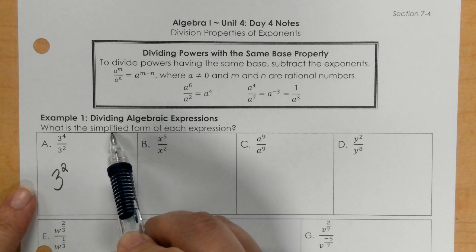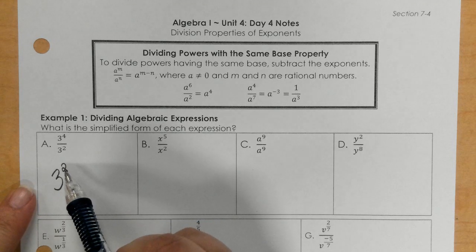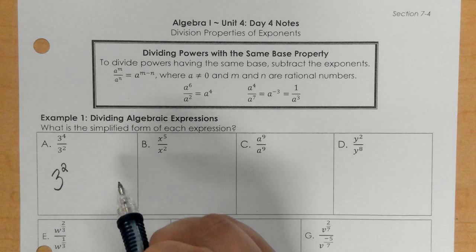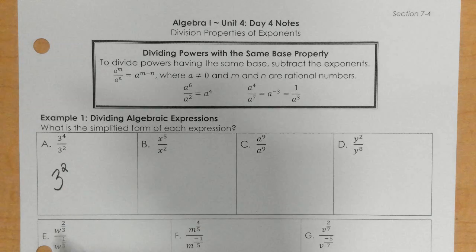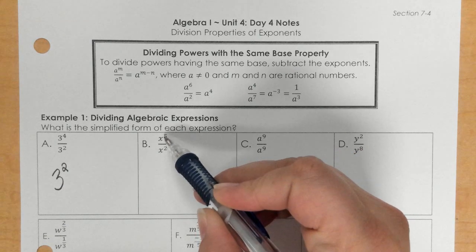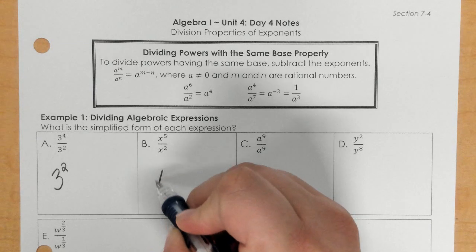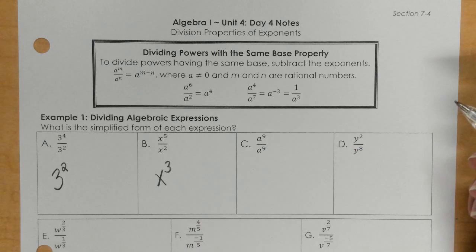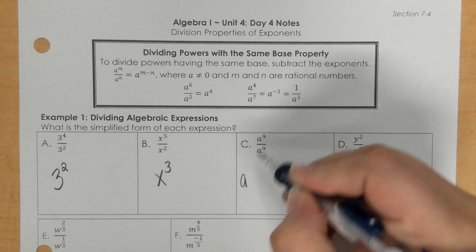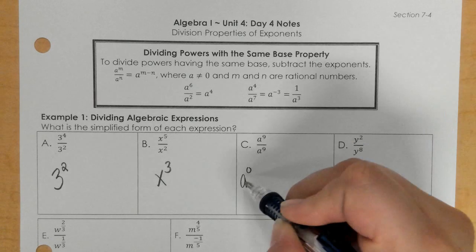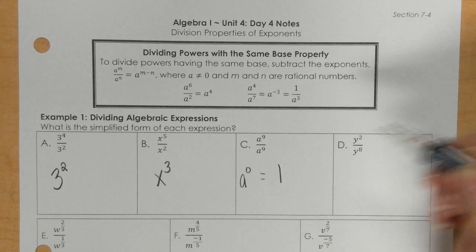The directions do say to simplify, so I will just keep it like this. But remember, if it said to evaluate, I would figure that out, and that would be 9. In part B, I have the same base. So 5 minus 2 is 3. For A, I have the same base. So A, 9 minus 9 is 0. But we know anything to the 0 power is 1.